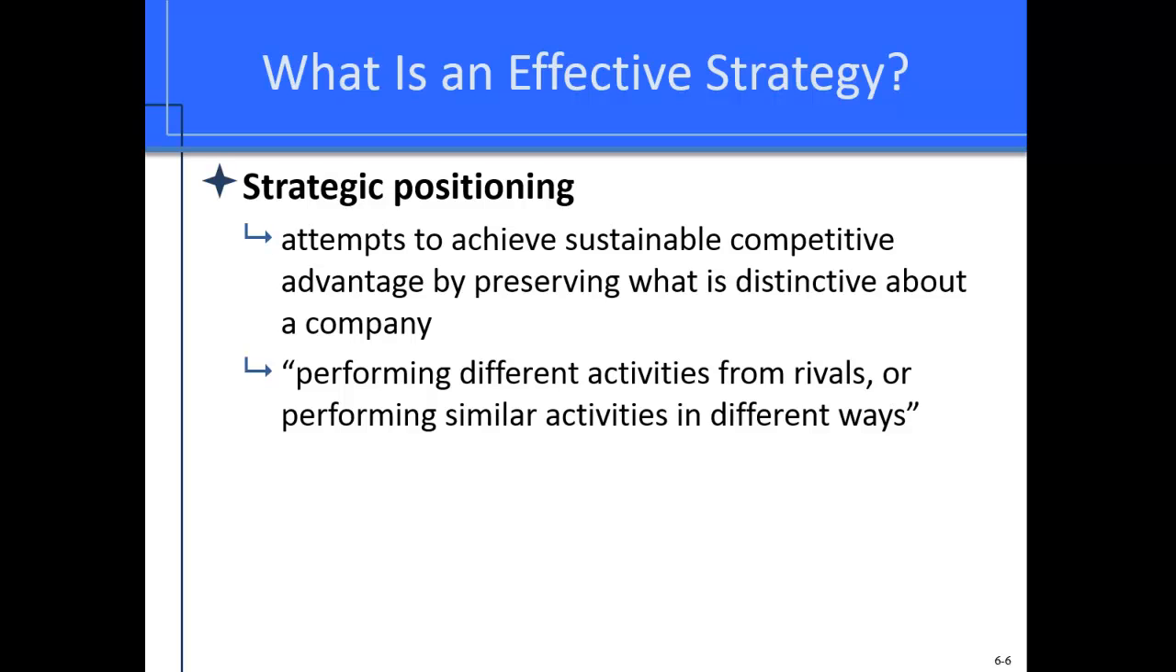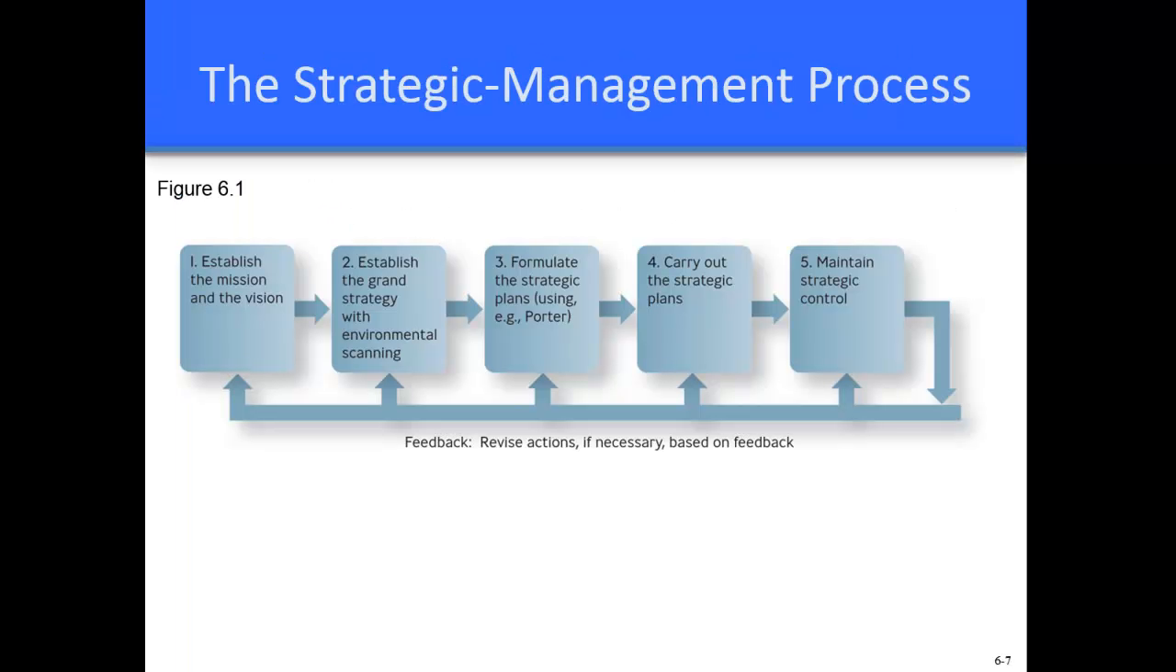We will now move into the next part of the chapter, which covers the 5 steps of the strategic management process. The first step in the 5-step strategic management process is to establish the mission and vision. And in this, the mission, if you recall, is the organization's purpose or reason for being in existence. And we express this in a mission statement.